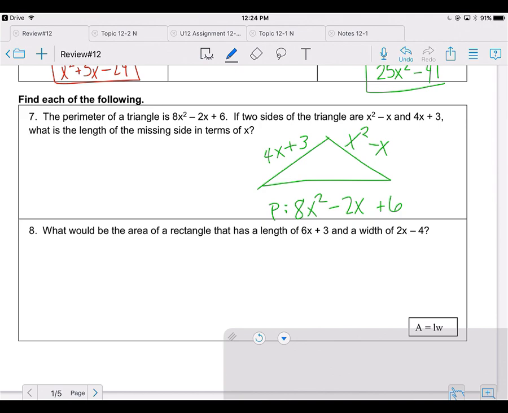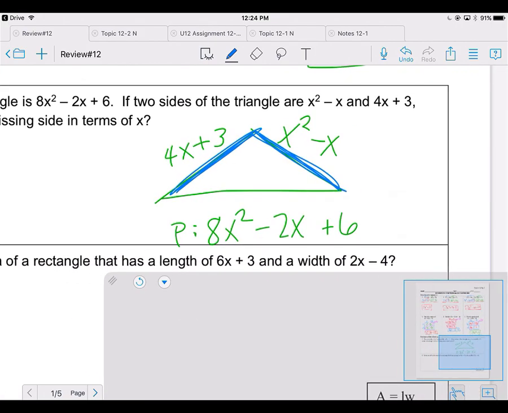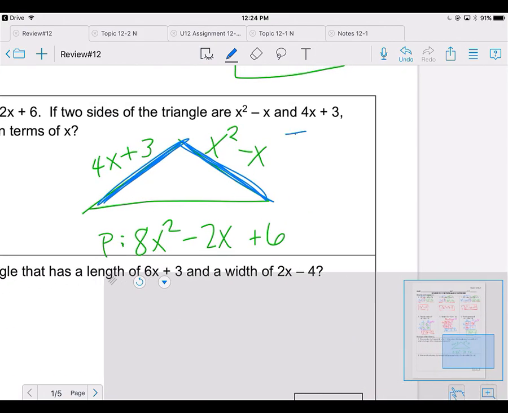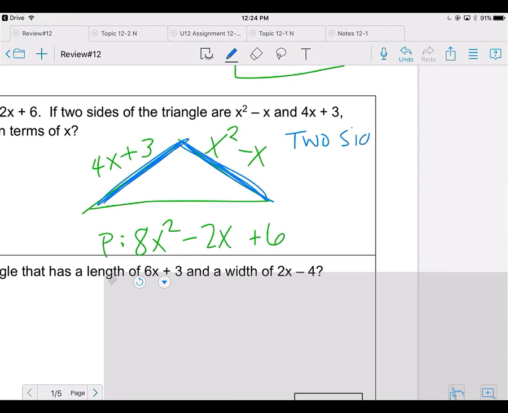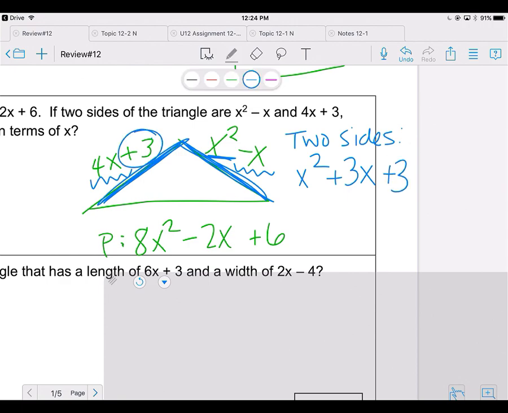So remember, the perimeter is the full thing. Right now I have these two pieces. So the first thing I need to do is find the total of those two sides. So for the two sides, I have an x squared. I have a negative x and a 4x, so 4 minus 1 is 3 x's. And then I have a plus 3. So I know the two pieces in blue. I know the whole thing in green.